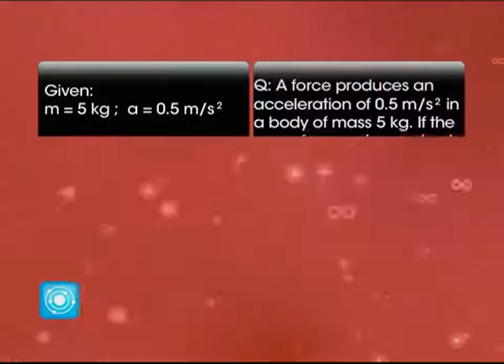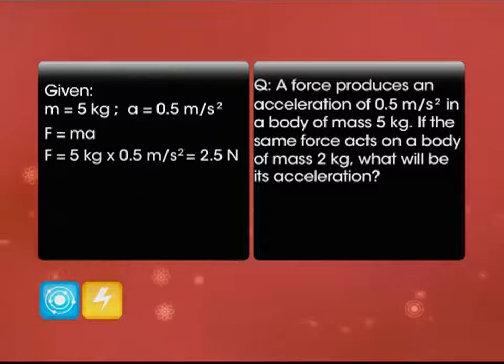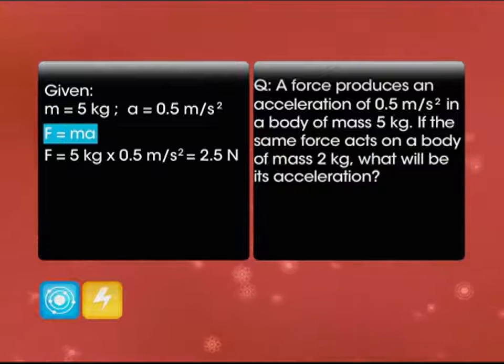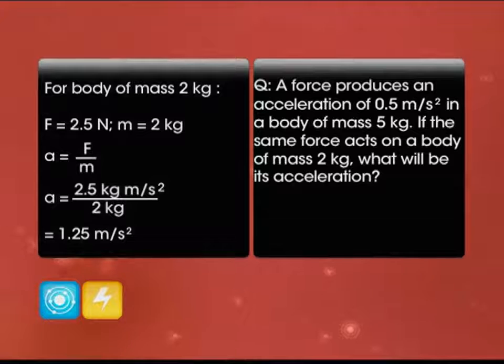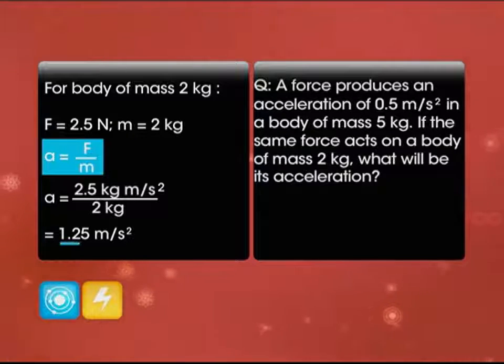As per the question, we have to find the acceleration of a body whose mass is 2 kg. For the body of mass 5 kg, acceleration is already given. So we can calculate the force by using the formula F = ma. And this force comes out to be 2.5 Newton. Now for the second body of mass 2 kilograms, the force is same. So again, by using the same formula F = ma, we can calculate the acceleration of the second body as 1.25 meters per second square.